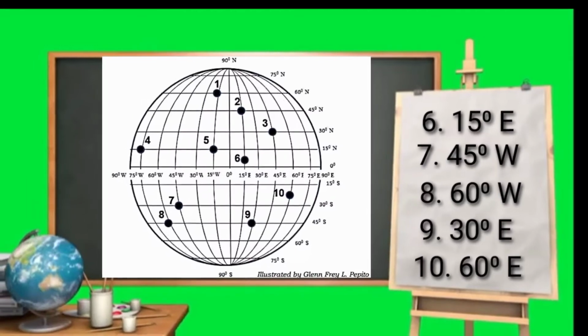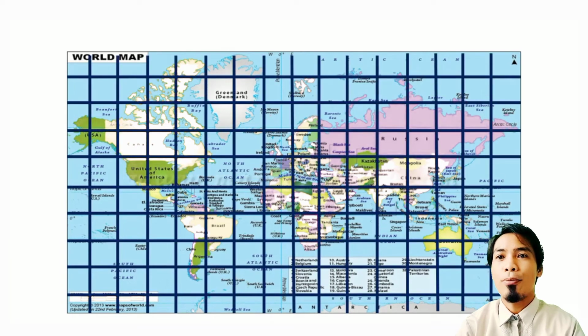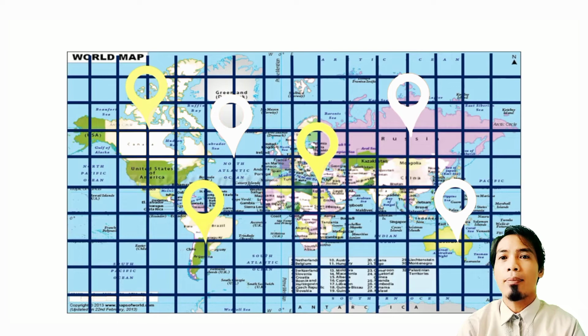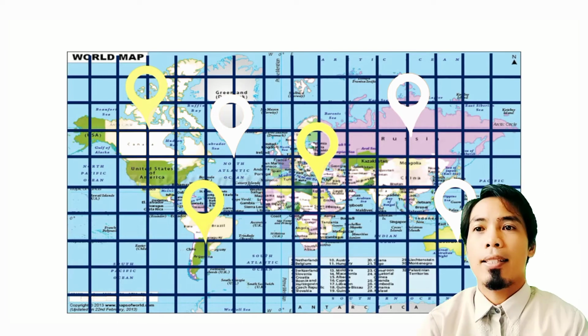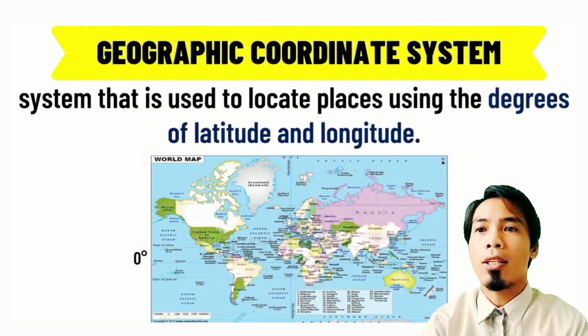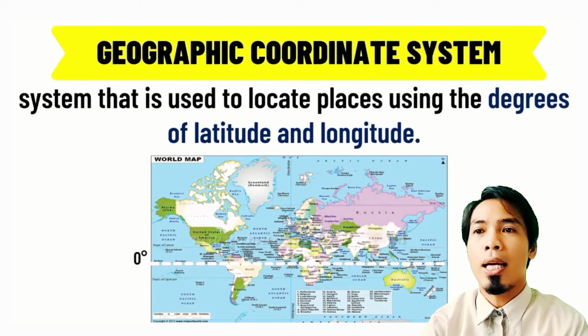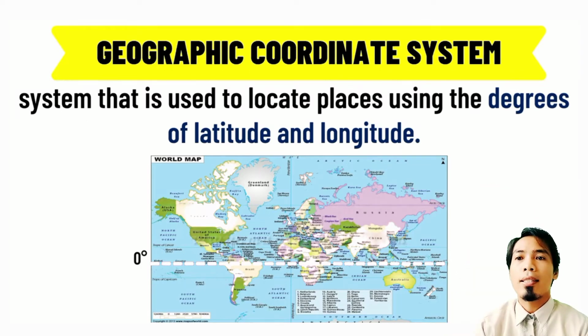Great job! Now that you already know how to locate the latitudes and longitudes of a given point, this time, let us combine the latitude and longitude in order for us to locate places on Earth. The system that is used to locate places using the degrees, latitudes, and longitudes is called the Geographic Coordinate System. It uses the equator as the baseline for latitude and the prime meridian as the reference point for longitude.